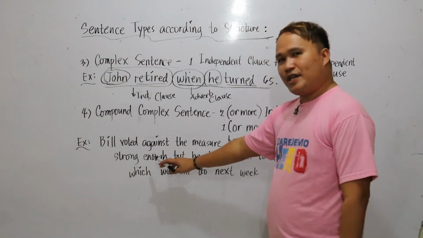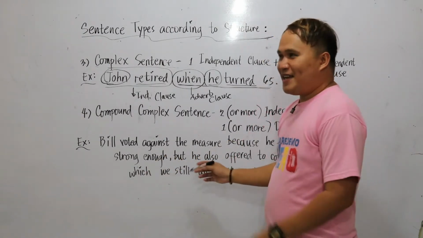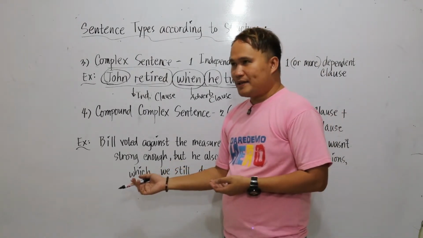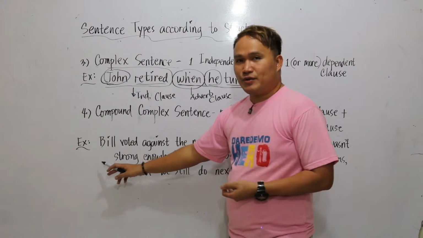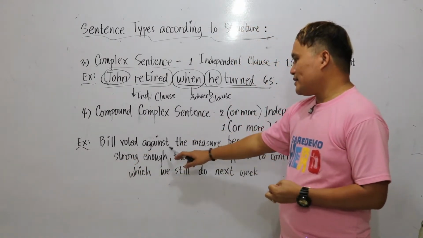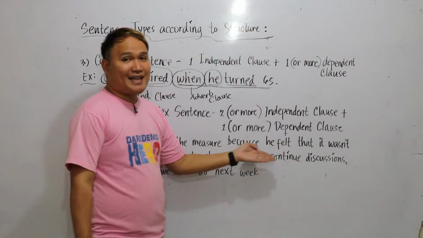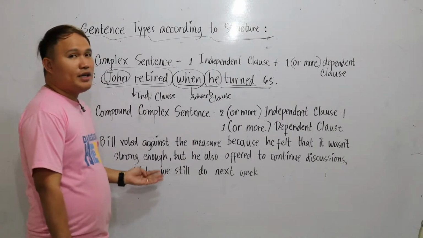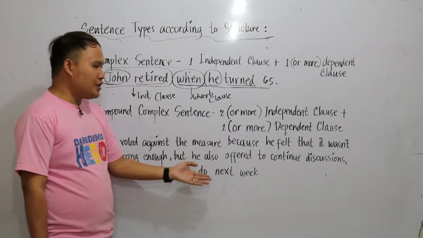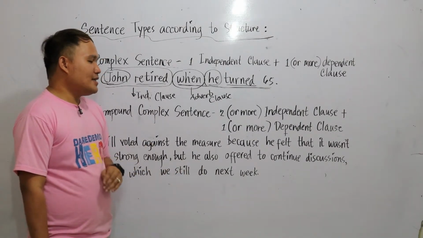As you can see, it's kind of long, and the words are overwhelming. But later on, we will try to discover how to identify a compound complex sentence. Let's read all together. Everyone, 1, 2. Bill voted against the measure because he felt that it wasn't strong enough, but he also offered to continue discussions, which we still do next week.